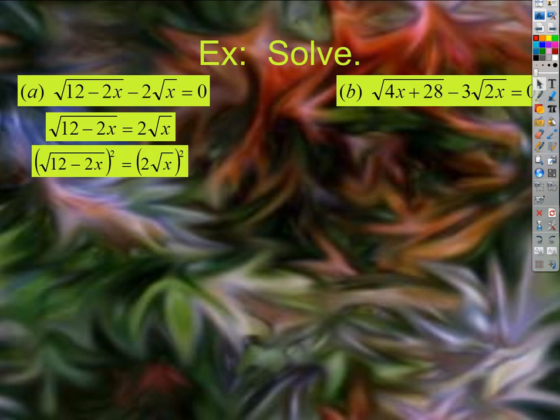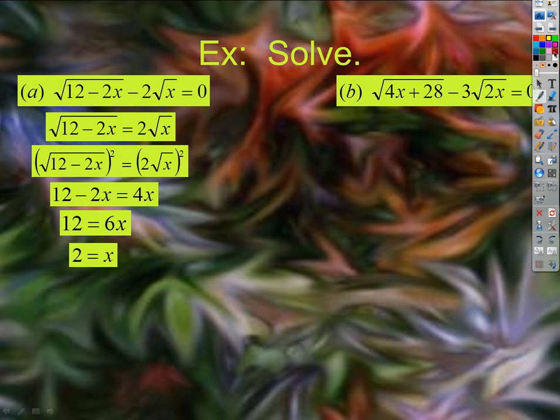So we get that, and now what? Solve it. So add 2x to both sides, divide by 6, x equals 2, and then the last step, got to plug it in and check. So let's see, what would happen if I plug that in? I get the square root of 12 minus 4. I get the square root of 8 on the left side, right? So let's just check this. So this side gives me square root of 8.